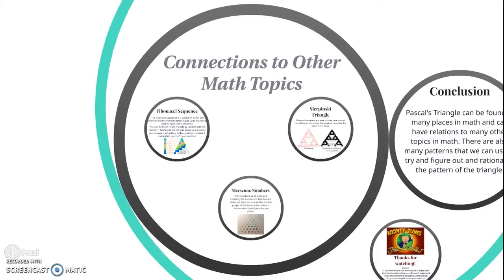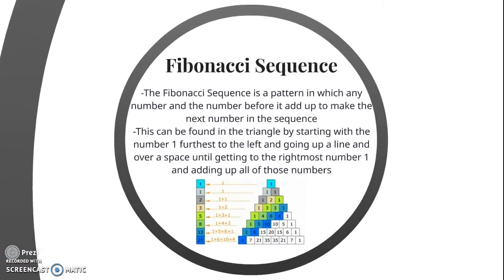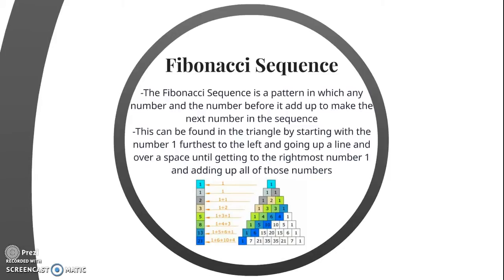Alrighty, finally we have our connections to other math topics, such as the Fibonacci sequence. This is a pattern in which any number and the number before it, the sum is then the next number in the sequence. So 1 plus 1 is 2, 1 plus 2 is 3, and 2 plus 3 is 5, and so on and so forth. It can be found in the triangle by starting with the number furthest to the left, which will always be 1, and then going up a line and then over a space until you get to the rightmost number, which will always be a 1, and then you add up the sum of all of those numbers.